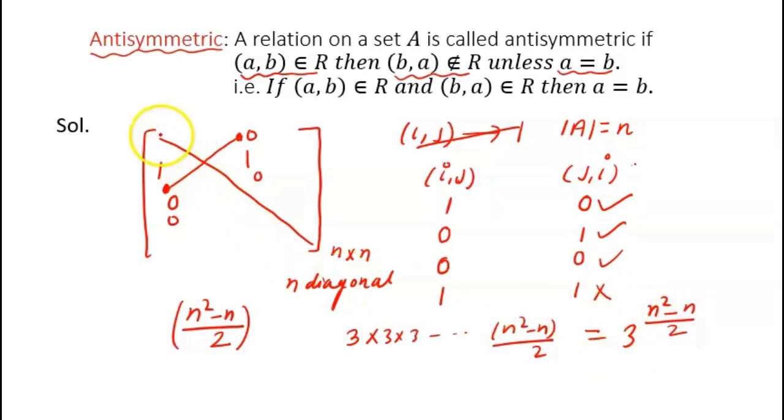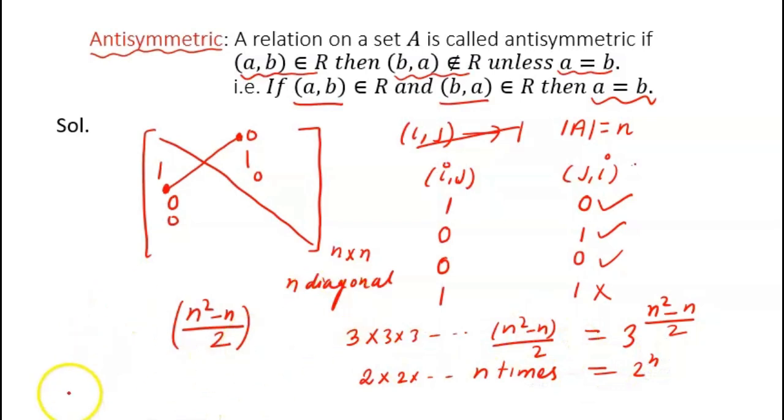Now we have n diagonal elements, and these n diagonal elements can be filled by either a 0 or a 1. That does not matter, because if it is 1 there is no problem, since an element of the kind a comma a may be present in an antisymmetric relation: if a comma b is in R and b comma a is also in R, then a should be equal to b. So if a comma a is present, that is not an issue. So each diagonal element can be either a 0 or a 1. The total number of ways to fill the diagonal elements is 2 into 2, n times, because we have n diagonal elements. So the total ways are 2 to the power n.